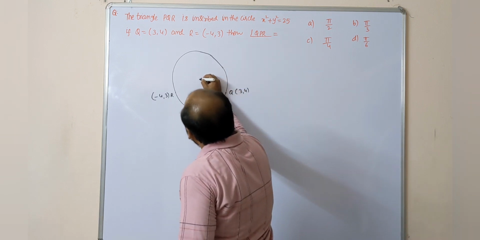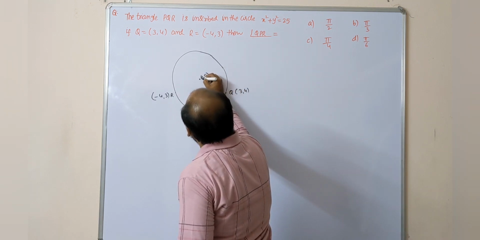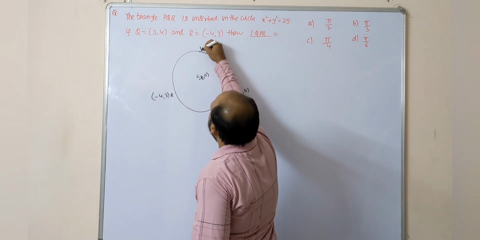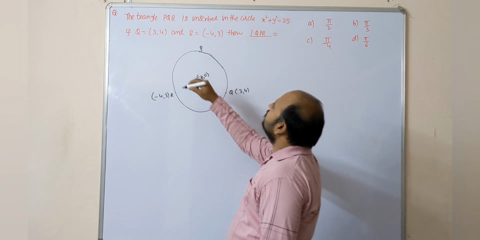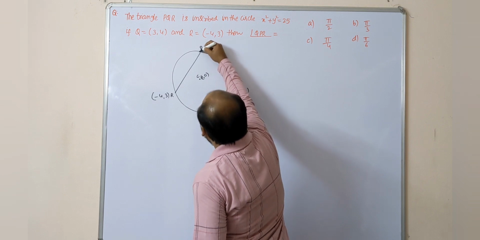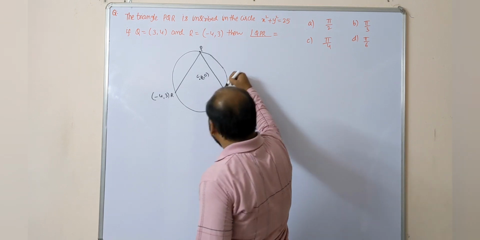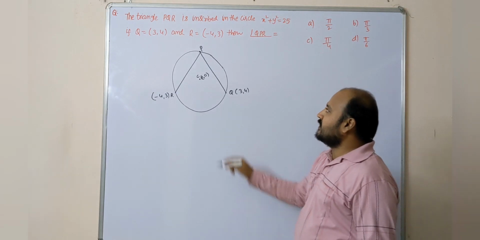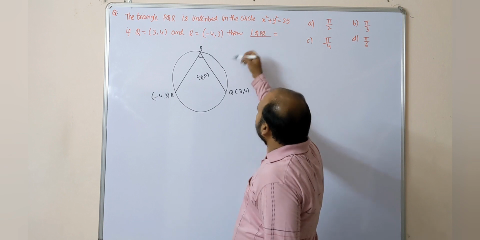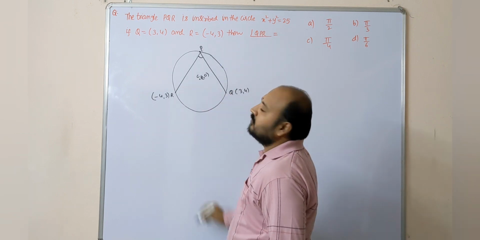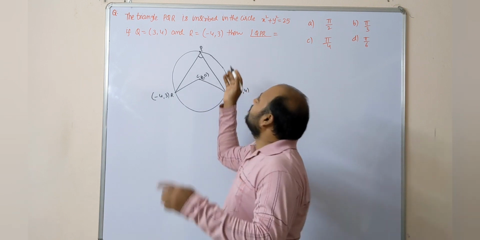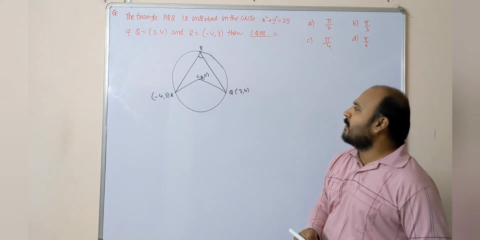The circle center is (0, 0). Here I am taking C, and P is also there. This is the angle they are asking, angle QPR. Before that, what you have to do, it's a very simple question, by seeing it will be difficult.